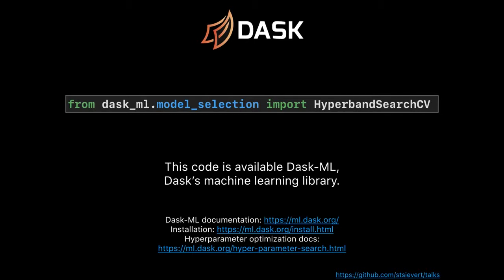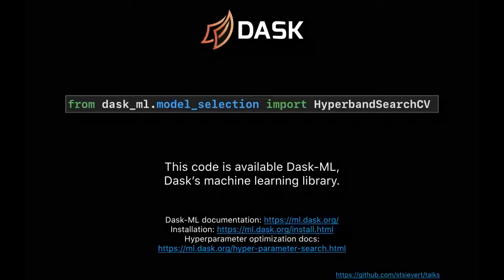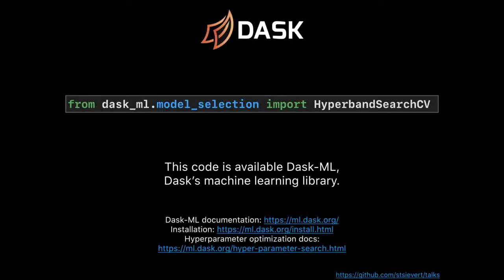Dask is a tool to scale Python to larger data sets, larger NumPy arrays, or more computers. Dask ML has the same goal for machine learning. It's supposed to scale machine learning to larger data sets or more computation, and HyperbandSearchCV does both of that. It scales to more computers and larger data sets.